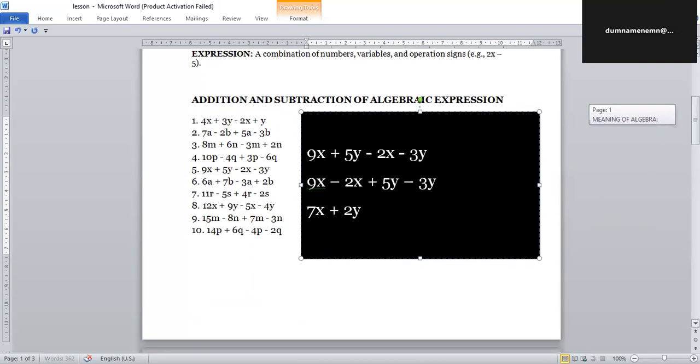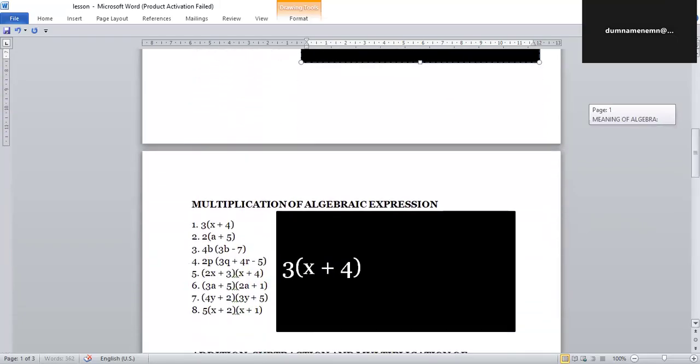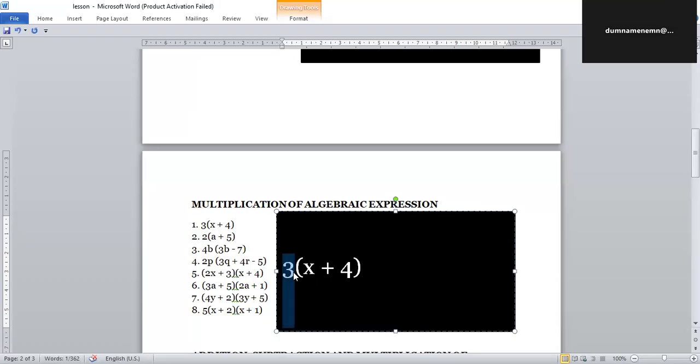All right, let's go to the next subheading. How can you multiply an algebraic expression? How do you multiply? All right. So, for example, look at question 1. The number that precedes the bracket, that is 3, is going to multiply every single term in the bracket, okay? So the number that precedes the bracket, which is 3, 3 will multiply x, 3 will multiply 4.